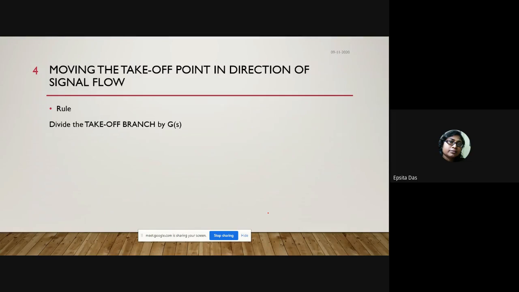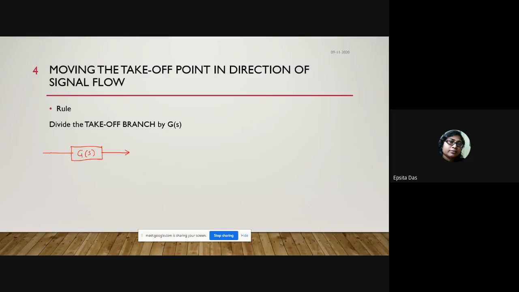Now, to reduce the block diagram, we should know a few more points. So what are they? The next point is, suppose I want to move the takeoff point in the direction of signal flow. You may not understand what that is. I have written a rule also, but I am going to explain what it is. For that, I am just drawing a simple thing. Suppose I have a transfer function like this. This is G(s).